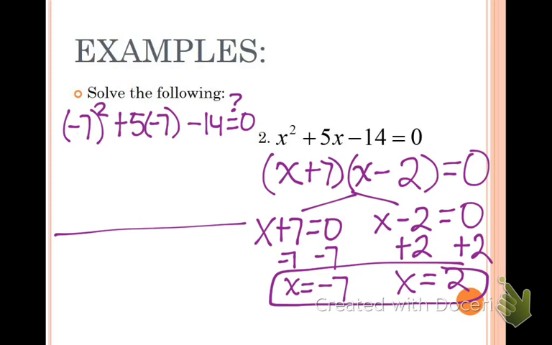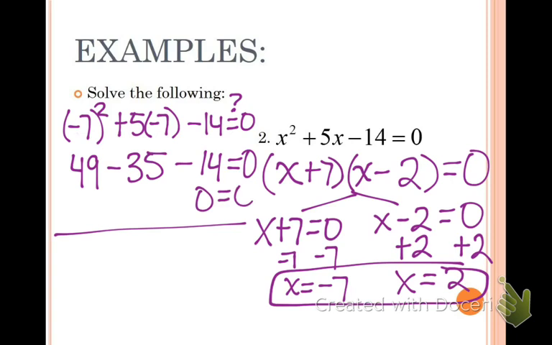Negative 7 squared. 49. Positive 49. Negative times a negative is a positive. 5 times negative 7. Negative 35. Minus the 14. So we just need to take 49 minus 35 minus 14. What do we get? 0. So did this work? Yes. So that worked out.